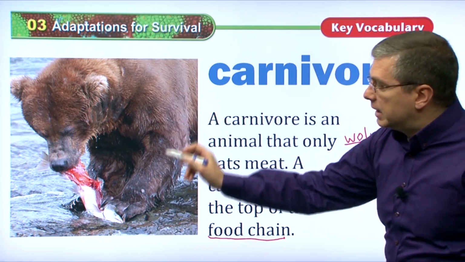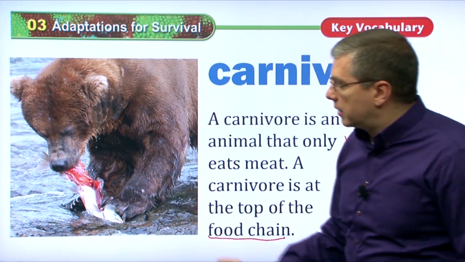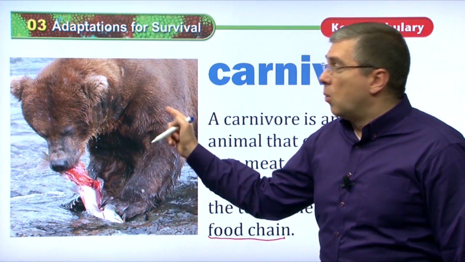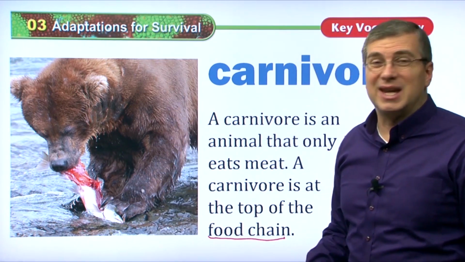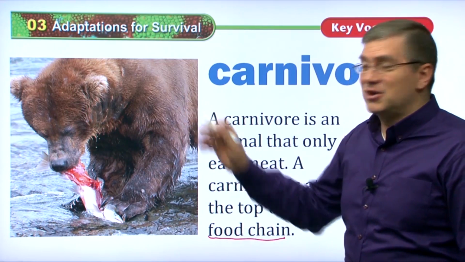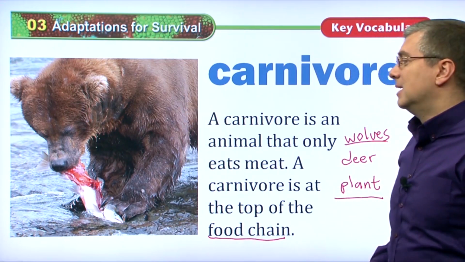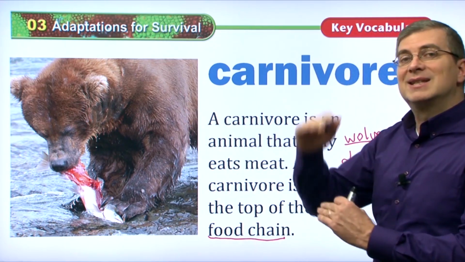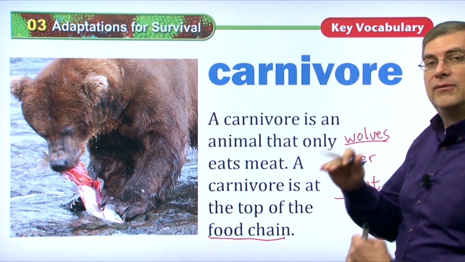Just like a bear is a carnivore, it eats other animals. It's eating a fish here. What eats a bear? Nothing eats a bear, right? The bears just grow old and die. So bears are also at the top of the food chain.